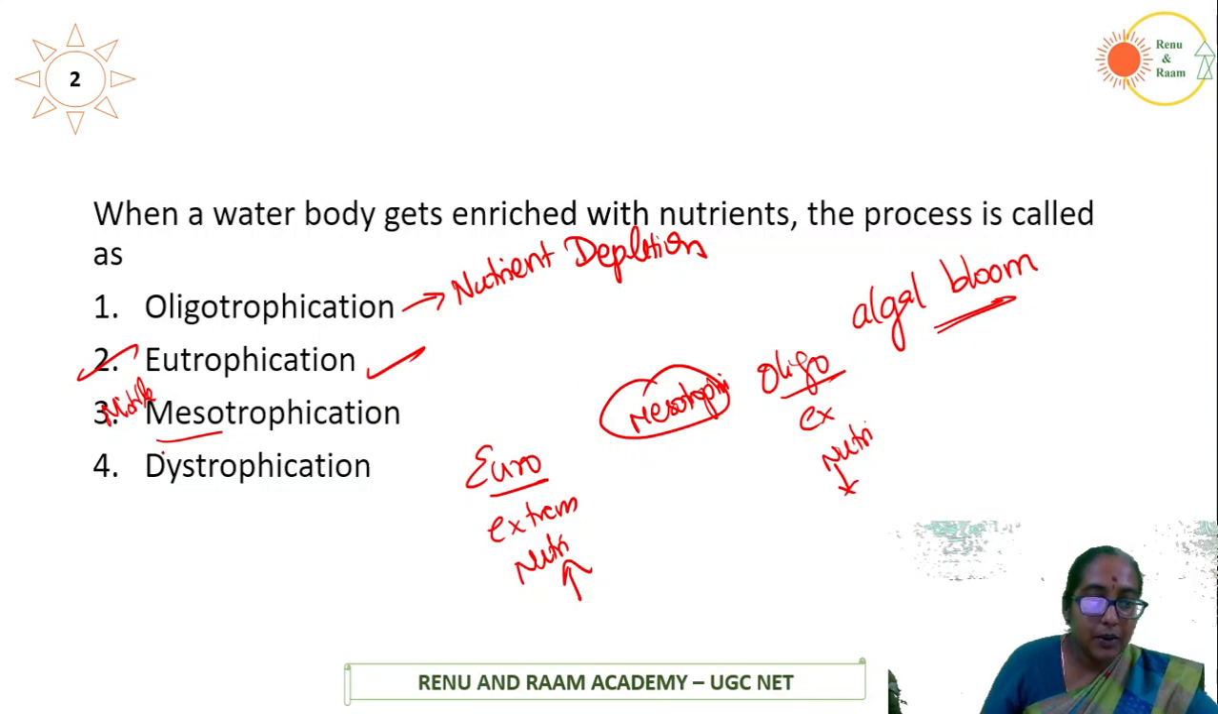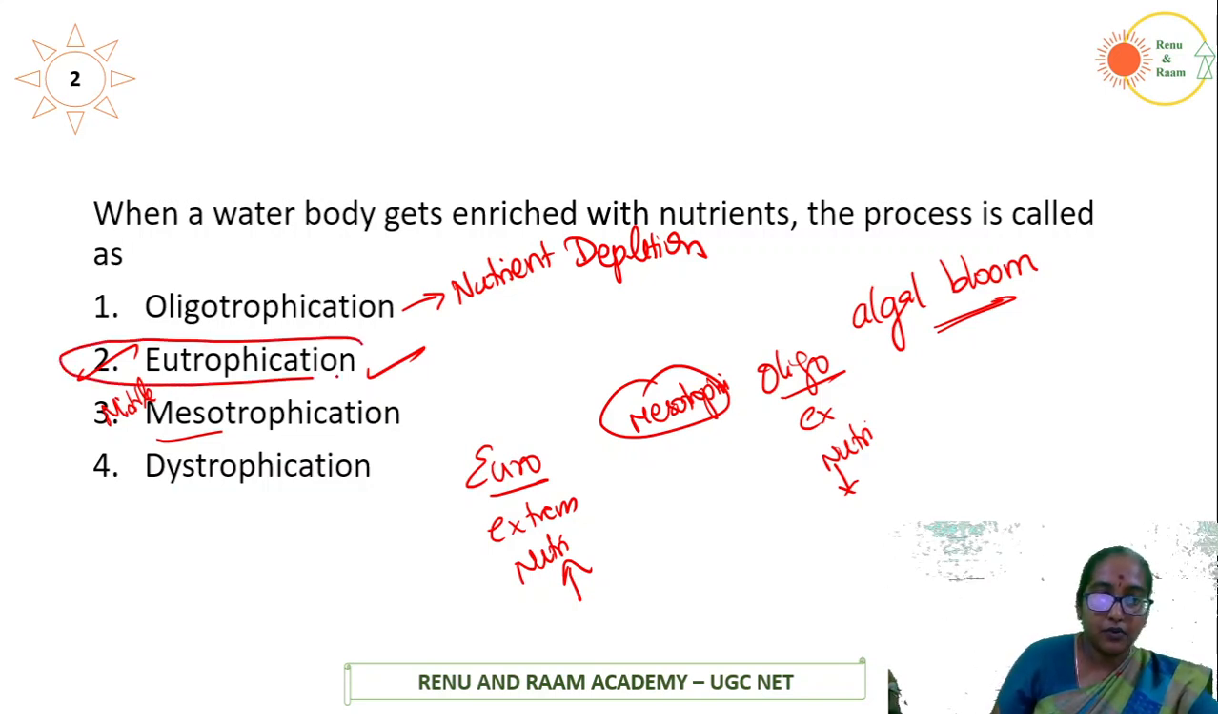Now coming to the fourth one, which is dystrophication. It is occasionally used to refer to the process of eutrophication. It is like a state where you will have high organic content in the water body, which results in high acidity and a change in the water. It is a process of eutrophication wherein the water body gets very much polluted in the end. That state of the water body is called dystrophication. So the answer here is eutrophication.